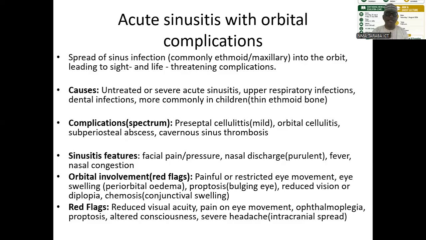And sinusitis features, as I've said, are facial pain, pressure, nasal discharge, which may be purulent, fever, and nasal congestion. And in this condition, when there's orbital involvement, you'll see that the patient experiences painful or restricted eye movement, eye swelling, that's periorbital edema, proptosis, that's bulging of the eye, reduced vision or diplopia, and chemosis, which is conjunctival swelling.